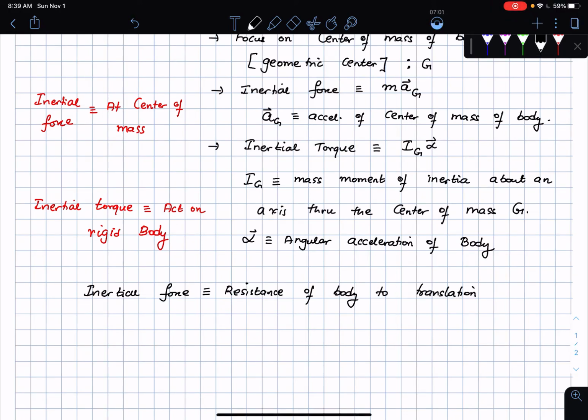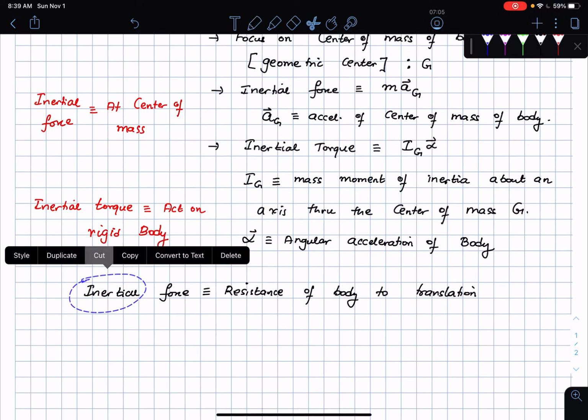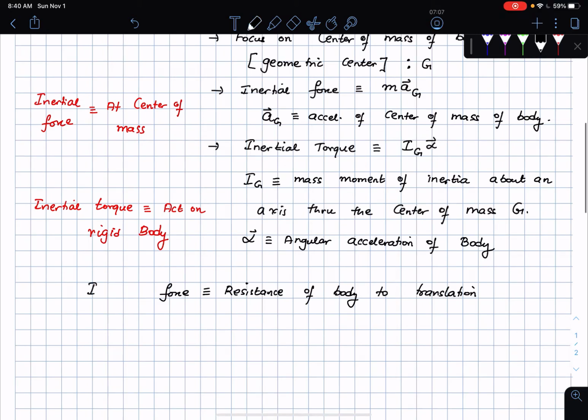Okay, and then the inertial torque, my spelling of inertial doesn't look right, force, and then inertial torque is essentially the resistance of the body to rotation. Okay, rotational motion.